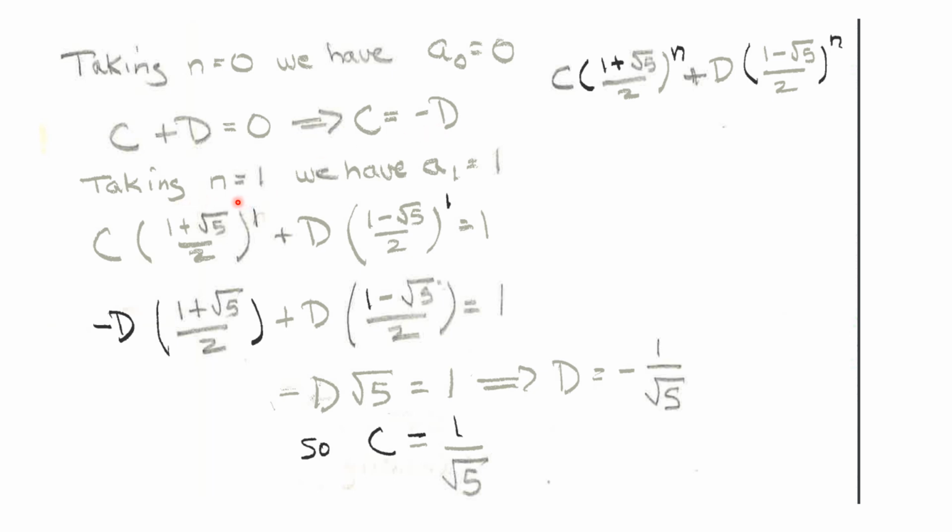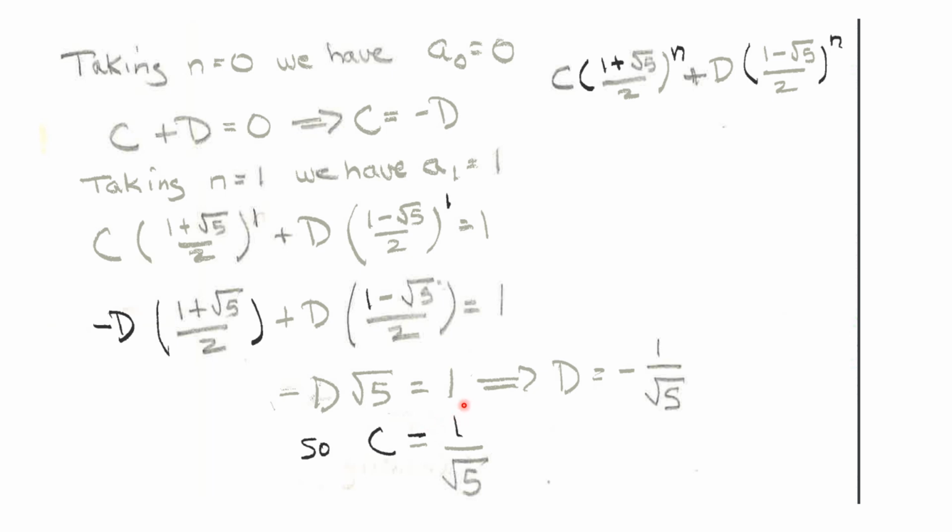Now we move on to taking n equal 1, and that means a_1 is equal to 1, so we put a 1 here, and we replace n in these equations by 1. We're also going to substitute that c, the coefficient here, is actually the negative of d. So you see when we put the negative of d here, what will happen is that negative 1/2 d will cancel with positive 1/2 d, but then we'll have negative root 5 over 2, and we'll also have another negative root 5 over 2, and so that will be negative root 5 times d.